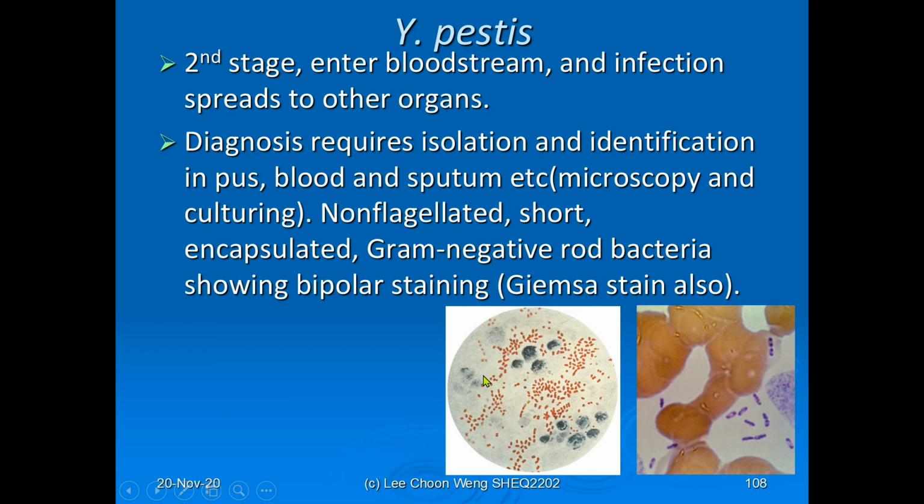For diagnosis, isolation and identification from suitable samples, you will see short gram-negative rods showing bipolar staining. So you can see the stain is heavier at the poles of the cell.